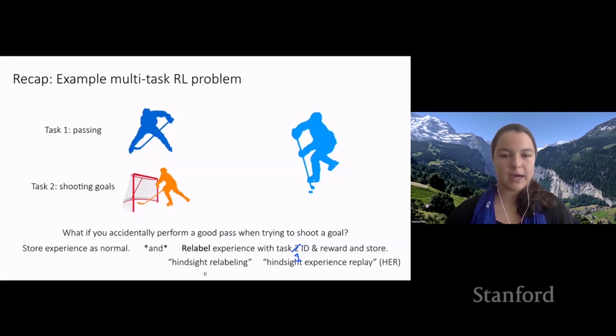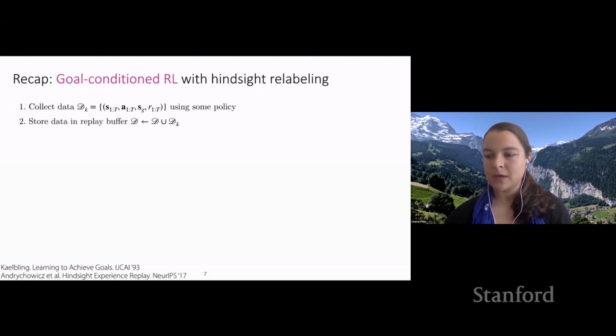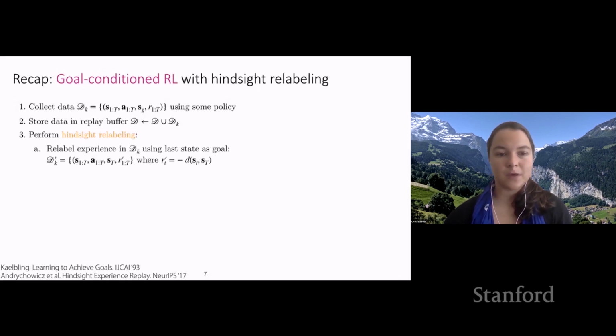It's also referred to as hindsight experience replay, or HER. The way this works as an algorithm is you collect data that has the original states, the actions, the goal state that you're attempting, and the rewards using some policy. You then store that data in your replay buffer. And then when you want to perform hindsight relabeling, you relabel your experience in hindsight using the last state that you reached as the goal.